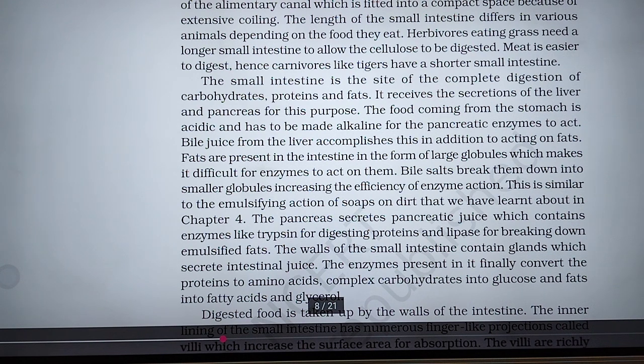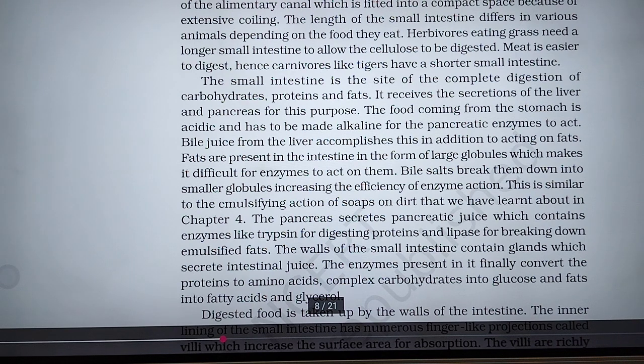Now, bile salts break them down into smaller globules, increasing the efficiency of enzyme action. This is similar to the emulsifying action of soaps on dirt that we have learnt about in chapter 4.